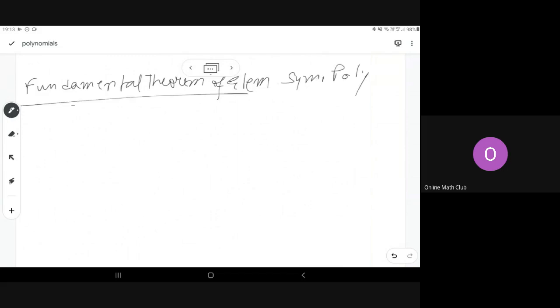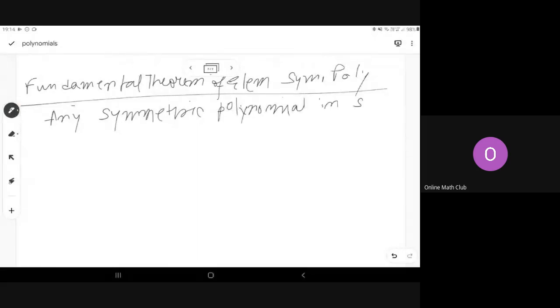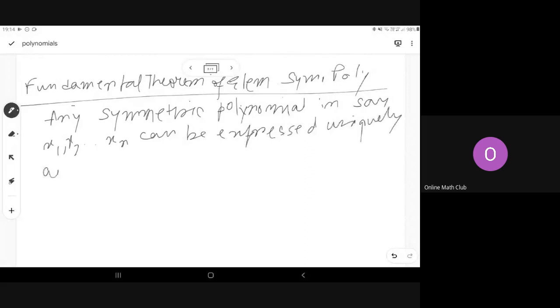That is, any symmetric polynomial in say x1, x2 up till xn can be expressed uniquely as a polynomial in sigma 1, sigma 2 up till sigma n.